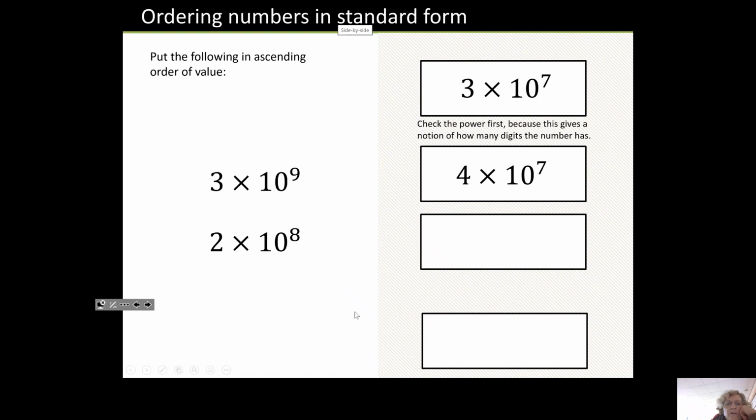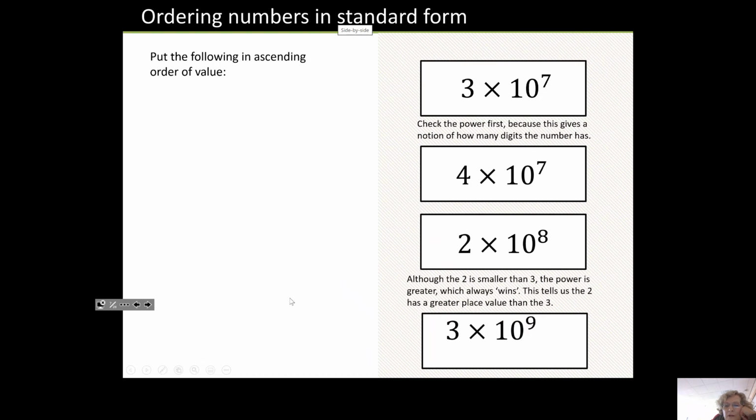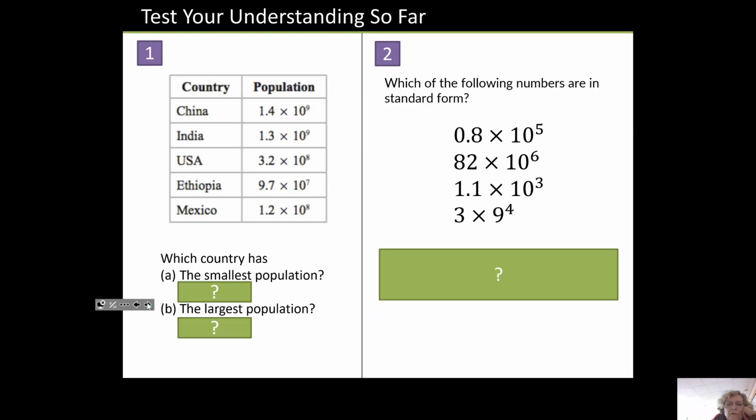The next biggest then is going to be 4 times 10 to the power 7. Now comparing the other two, one of them's times 10 to the power 8, one of them's times 10 to the power 9. So the next biggest is going to be 2 times 10 to the power 8, and the biggest one of all is going to be 3 times 10 to the power 9. So that should be fairly straightforward for you.